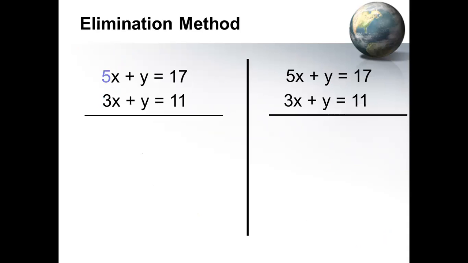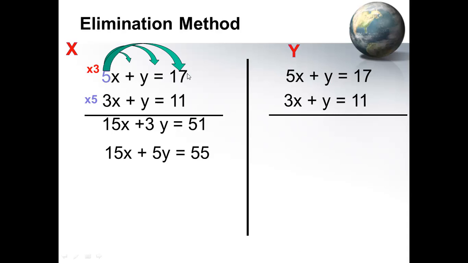So let's see another example. I have 5x plus y equals 17, and 3x plus y equals 11. First of all, I will write it two times, and write x on the first side and y on the second side. How am I going to eliminate x? I'm going to multiply the first equation by 3 and the second equation by 5. So it will be 15x plus 3y equals 51, and the second will be 15x plus 5y equals 55.